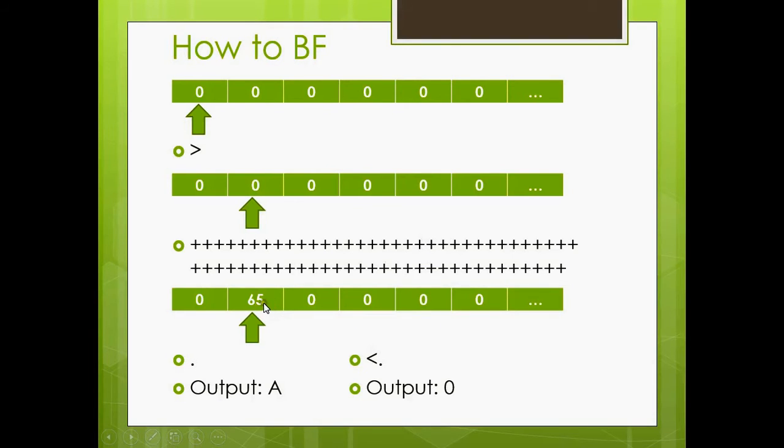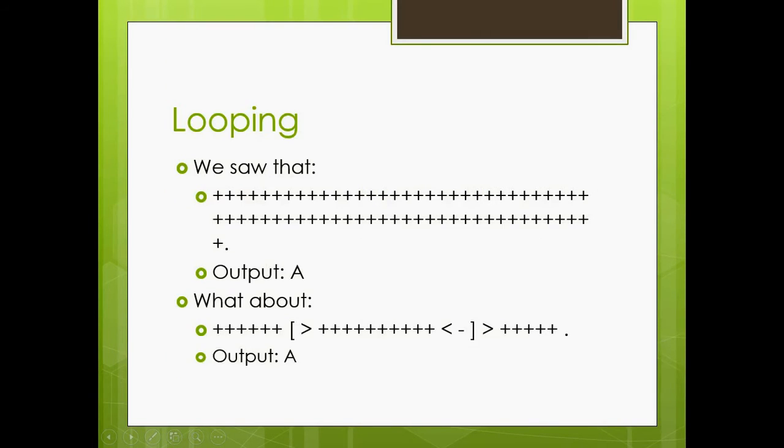So we have 65 stored here in the second cell, and then I'm going to use the dot or the full stop, and what that is going to do is give me the output as the uppercase A. Why? Because 65 is the ASCII value for the uppercase A. Now if I used a smaller than symbol and went back to the previous cell which holds 0, I'll get the output as 0. Okay, so we saw how we can use the plus symbol 65 times to just print out the uppercase A, and that can become annoying at times.